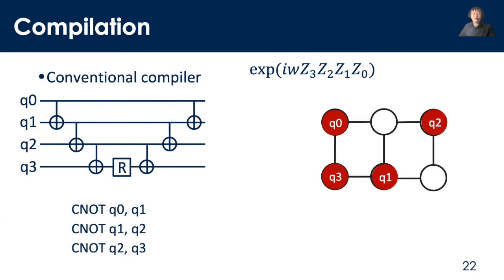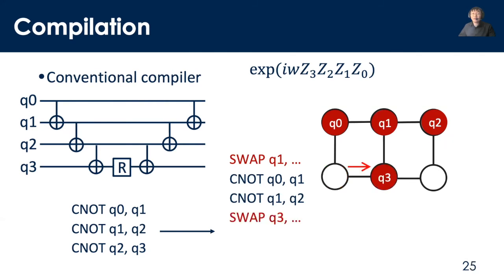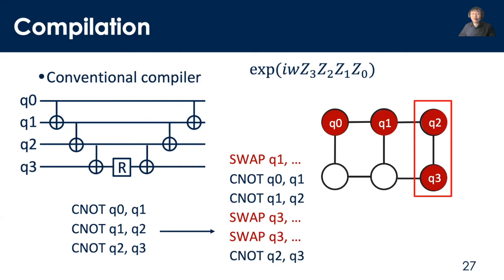To resolve the dependencies of the CNOT gates, we first need to execute the first CNOT. So a conventional compiler may swap Q1 up by one step. And after that, you can see Q0 and Q1 are connected. Q1 and Q2 are connected. So the first two CNOT gates can be executed. And then we need to execute the CNOT on Q2, Q3. So a conventional compiler may swap Q3 to the right by one step, swap Q3 to the right by another step, and then we see that Q2 and Q3 are connected. So the last CNOT gate can be executed.